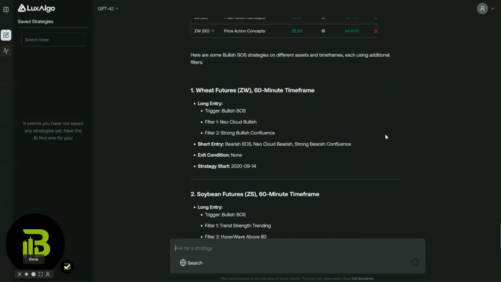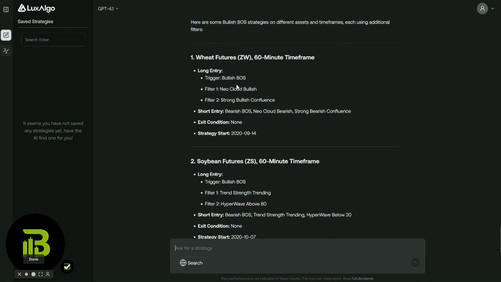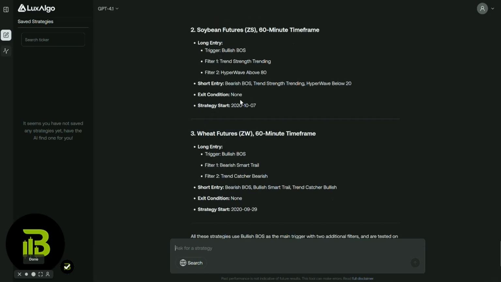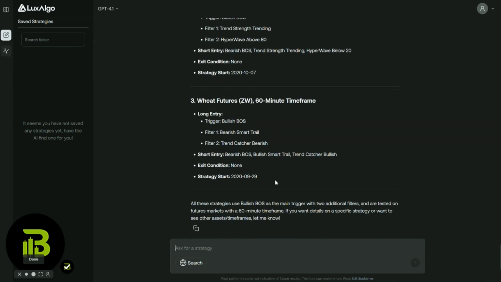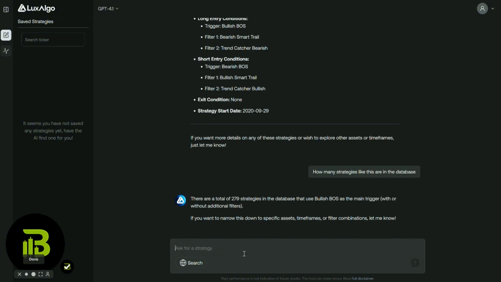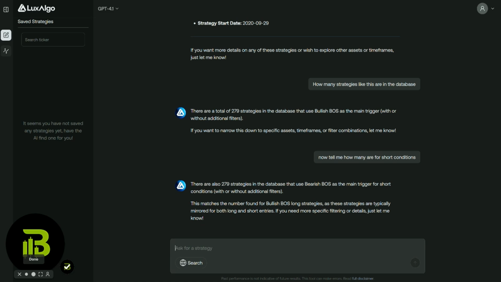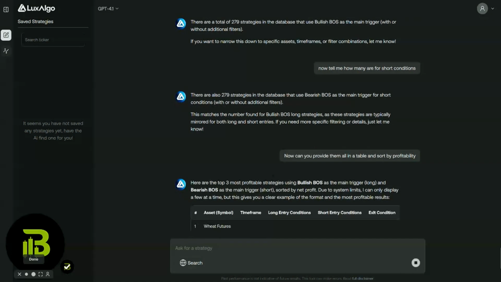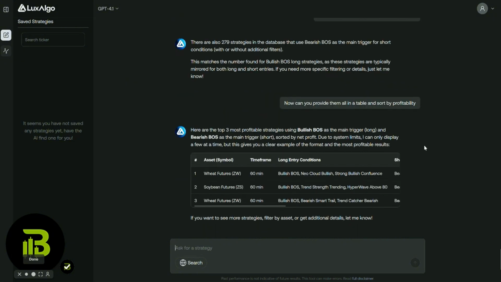Now, what's interesting here is there are other break of structures, and they're looking to get some bearish confluence here. This one is a short entry, so there are some of these here. Great. Can you list? All right, ding. So we found 279 strategies in the database that are based off of a bullish break of structure. Let's say now tell me how many are for short conditions. Oh, great. So these are all for short conditions.